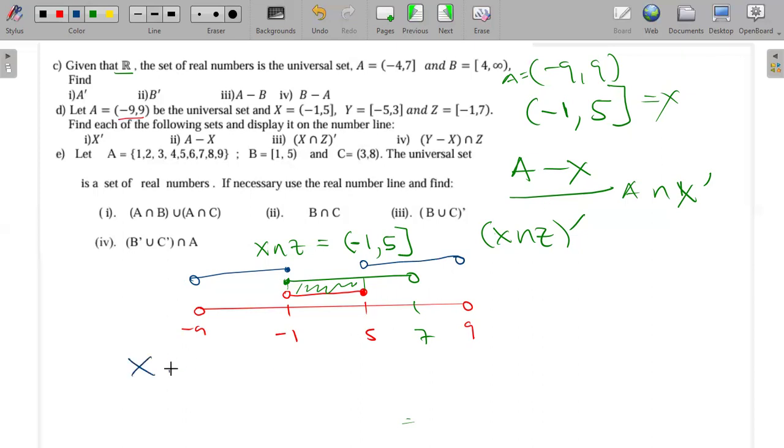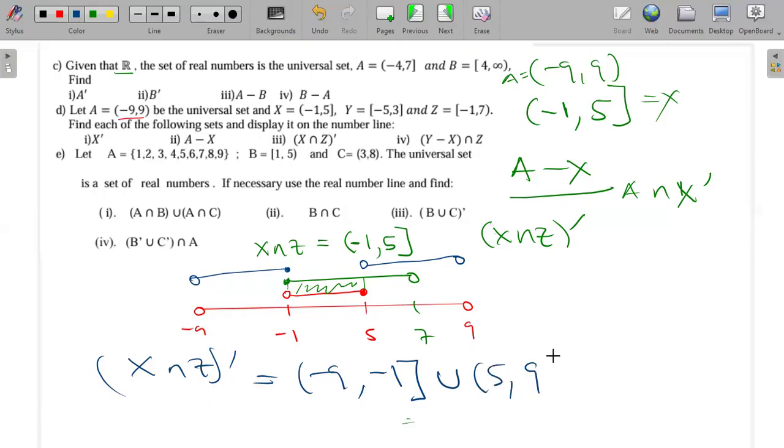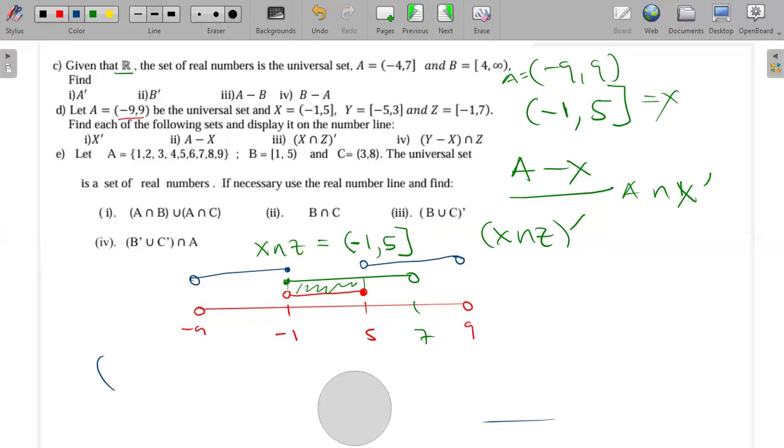So that means X intersect Z complement is just going to be from -9, open there, to 1, closed there, union, then from there it's going to be open at 5 and also open at 9. So this here is going to be X intersect Z complement. Why are we seemingly getting the same answers? Anyway, we continue. The next part is asking for set difference.